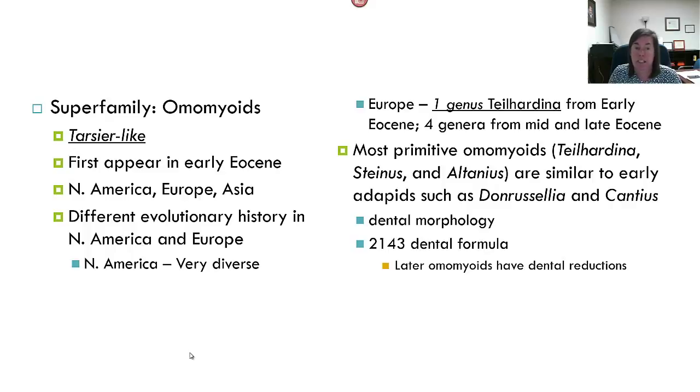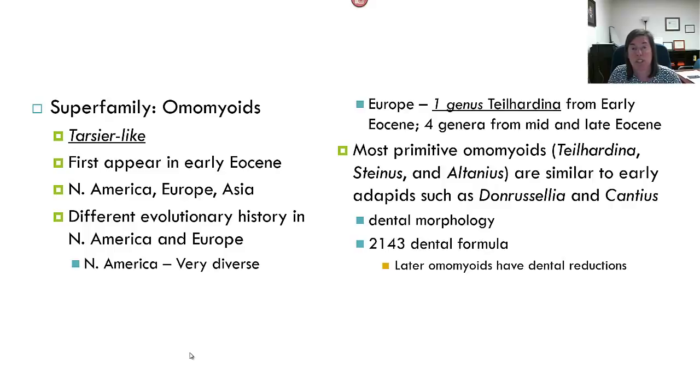They have a very different evolutionary history, though, in North America and Europe. This is because in North America, the Omomyoids are very, very diverse. In Europe, there's only one genus from the early Eocene, Teilhardina, and 4 genera from mid to late Eocene. There are dozens in North America. The most primitive of the Omomyoids are Teilhardina, Steinius, and Altanius, and they're all very, very similar to the early Adapids that I mentioned earlier, such as Donrussellia and Cantius.